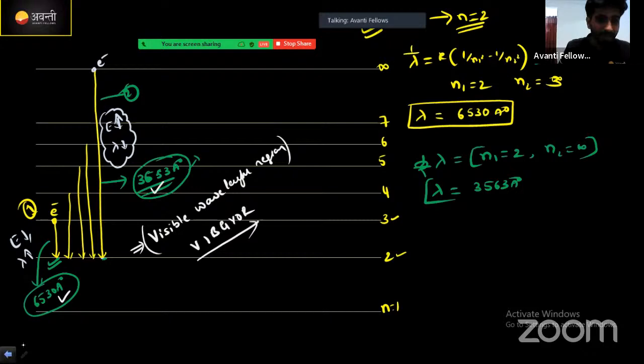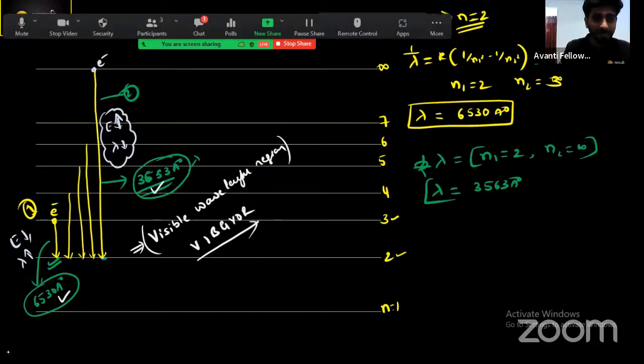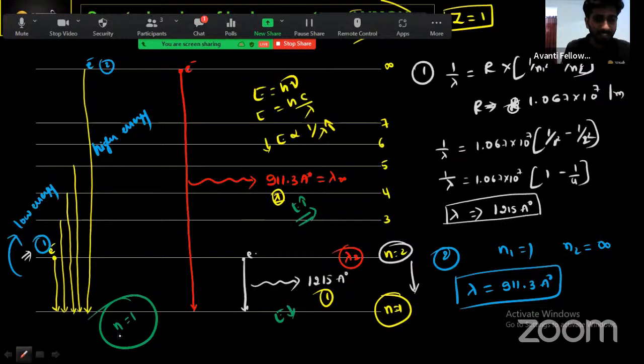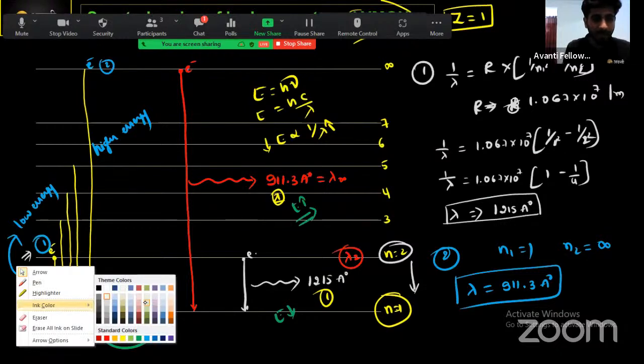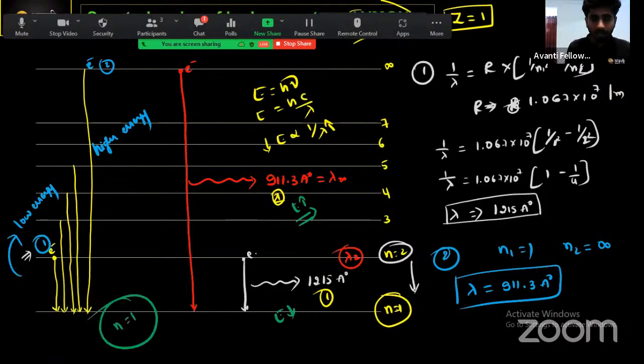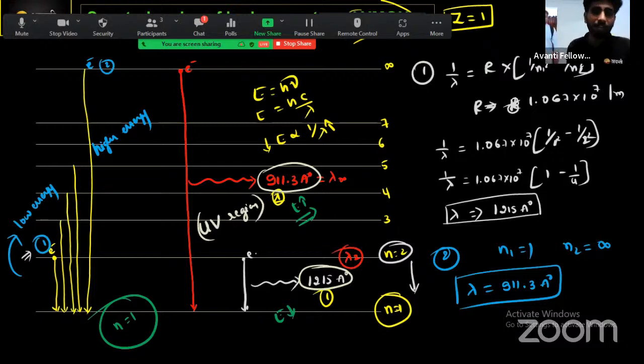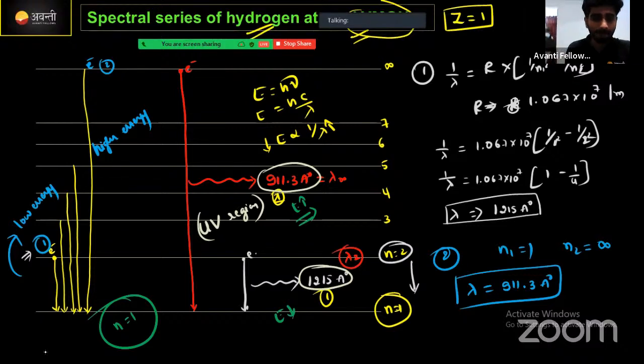And you might ask the question, where is the Lyman series available? In the Lyman series, 911 to 1215 angstrom, it will come under the ultraviolet region. Note this one, this is very important. Clear? Okay, coming to the next point.